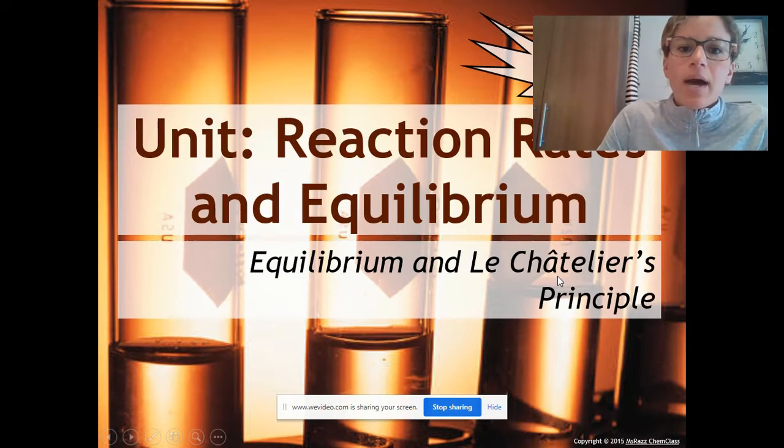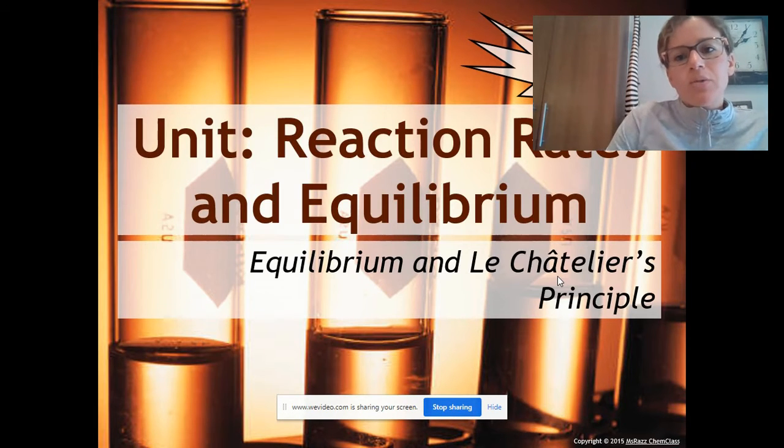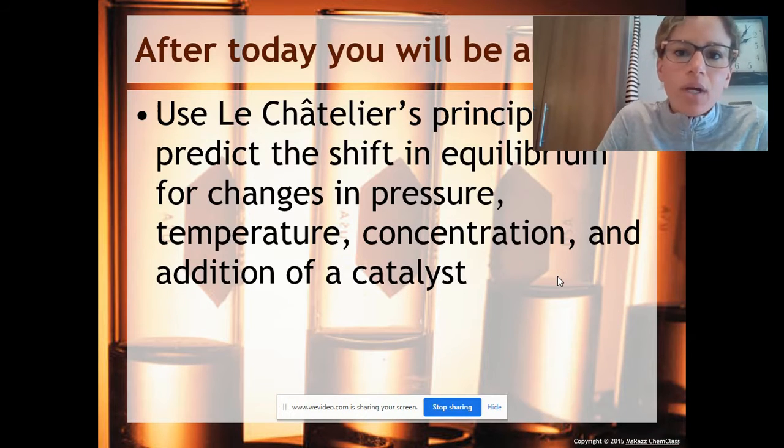Okay, so I have posted 2 PowerPoints, but I am going to teach using this PowerPoint because I do find it's a lot more visual. After today, you will be able to use Le Chatelier's principle to predict the shift in equilibrium for changes in pressure, temperature, concentration, and addition of a catalyst.